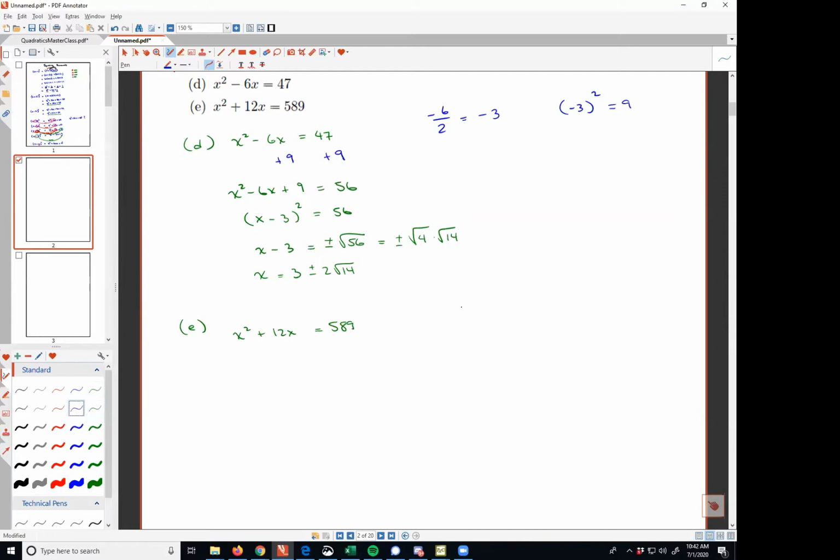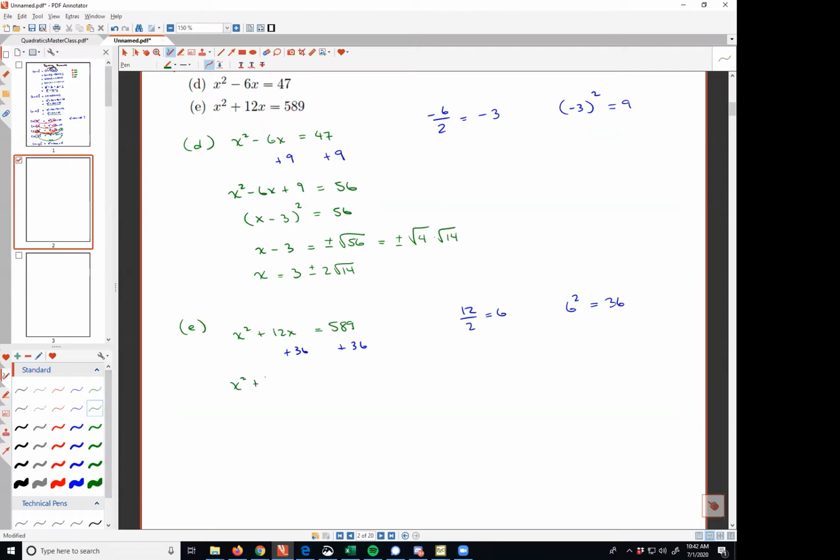36. 36 is correct. We take the 12 in the 12x term and divide it by 2. The 12x term is kind of like 6x plus 6x. And then we need to know what that square would be. 36. So we add 36 to both sides of the equation.